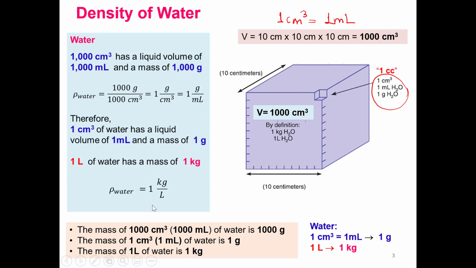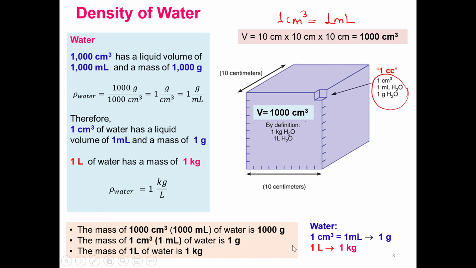And there are 3 different units in which we can express the density of the water. Yes, we can say the density of the water is 1 gram per cubic centimeter, the density of the water is 1 gram per milliliter, or 1 kilogram per liter. Yes. This is what we summarized in this part.